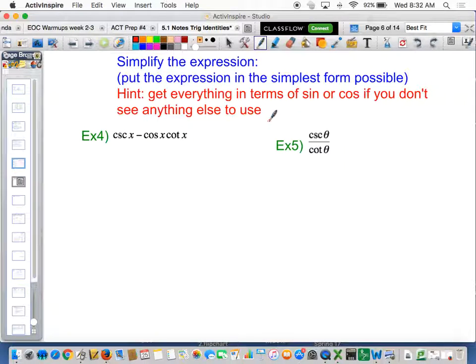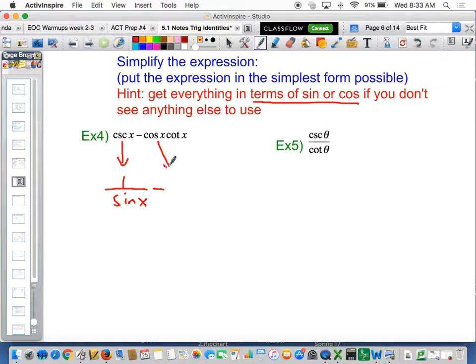What I would see is I've got cosecant, I've got cosine, cotangent. None of those have a direct property that I can see in the list of identities. Cosine times cotangent, for example, that's not listed, that's not a property, so I can't do that. But what I could do is change everything in terms of sine or cosine. That way, if they're all the same, they could hopefully cancel or combine. So cosecant, for example, is 1 over sine.